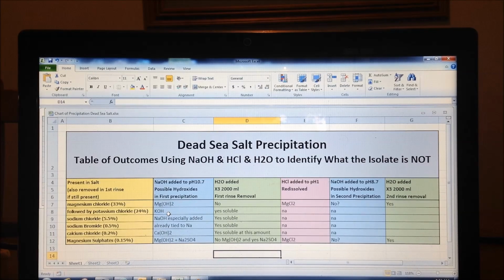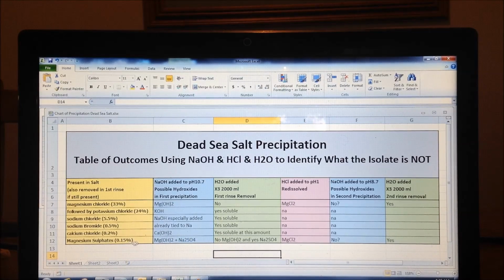For example, potassium hydroxide. However, if potassium hydroxide reaction does occur, then it is soluble in water at these amounts, so it would go with the first wash. Now sodium chloride, which is salt, obviously just carries straight through and out in the wash. Bromide, it's already sodium bromide, and yes, it's soluble as well, as already stated. Calcium hydroxide, if that forms, then it's soluble at this amount. All of this you can just get off Wikipedia for that matter.